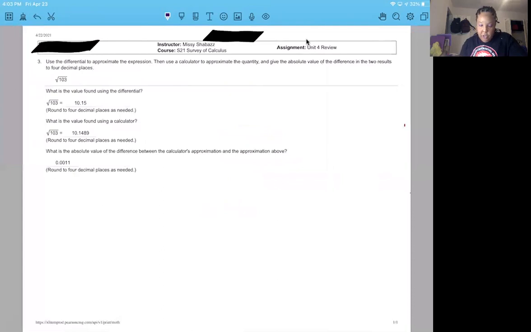All right, next question. Use a differential to approximate the expression, then use a calculator to approximate the quantity, and give the absolute value of the difference in the two results to 4 decimal places. All right, so I like to use the linear approximation, which is f of a plus f prime of a times x minus a. All right, and what I want to do is find something that I can take the square root of and it's a nice, pretty whole number, and also something that's really, really close to the square root of 103.